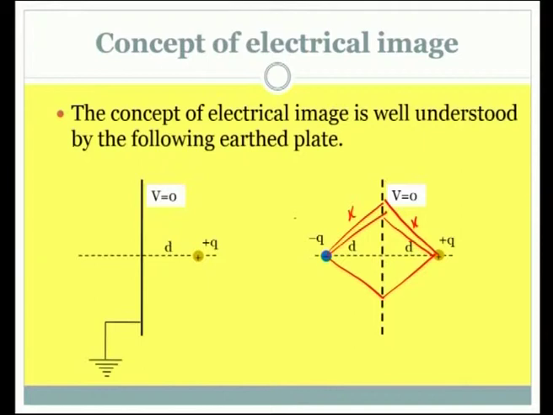So, we can forget about the earthed sheet, and instead we can have this negative charge which is represented as minus q here at the same distance d, the shortest distance d. Now, the negative charge minus q is called the electrical image of the earthed infinite sheet. We need not have the sheet at all. Instead, we can have the negative charge.